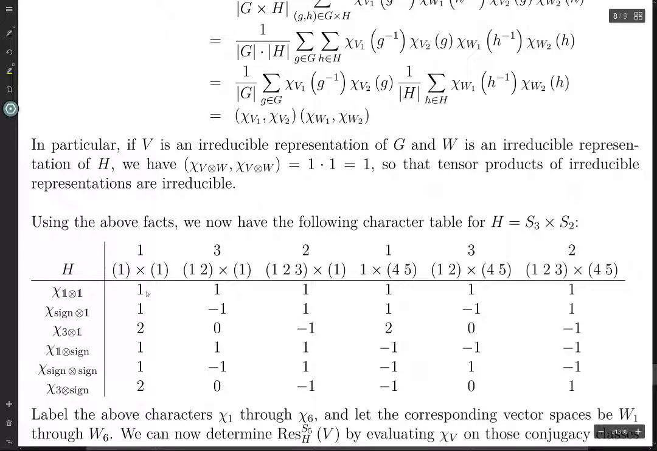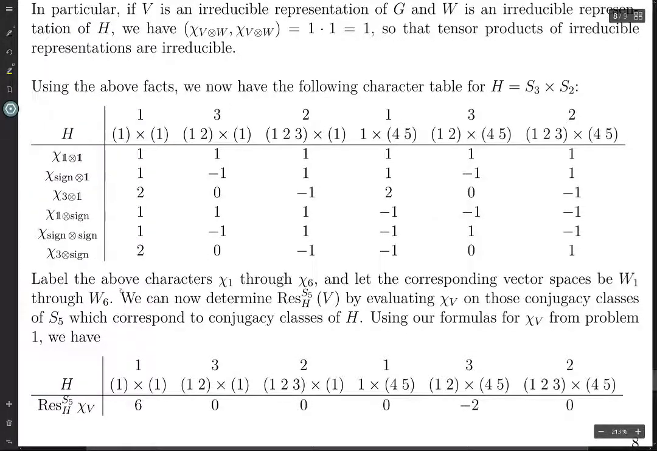But if we do that, we get 6 distinct characters, and we know that there are 6 conjugacy classes, and therefore these are all of the irreducible characters of H. Okay, so that's good. So let's label them chi1 through chi6, just because I don't want to have to rewrite all of these again. And we're going to call the corresponding vector spaces W1 through W6. So let's determine this restricted thing by evaluating this character on the conjugacy classes of S5.